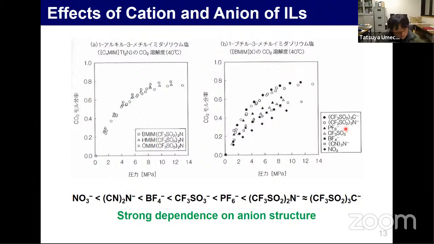The common point of the ionic liquids with larger absorption amounts of carbon dioxide is that the anion has one or more fluorine atoms. The introduction of a trifluoromethyl group, CF3, into the anion effectively increases the absorbed amount of carbon dioxide.